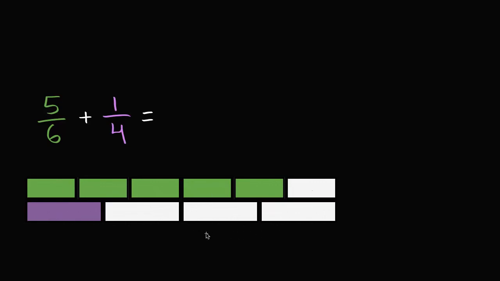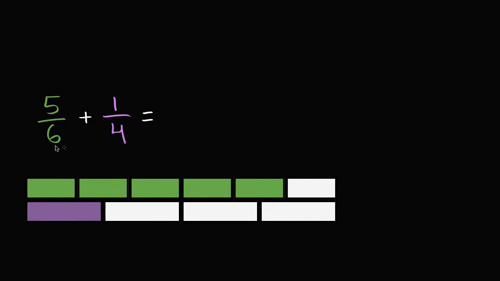And I encourage you at any point, pause the video and see if you can figure it out on your own. Well, whenever we're adding fractions, we like to think in terms of fractions that have the same denominator, and these clearly don't have the same denominator. But in order to rewrite them with a common denominator, we just have to think of a common multiple of 6 and 4, and ideally the smallest common multiple of 6 and 4.